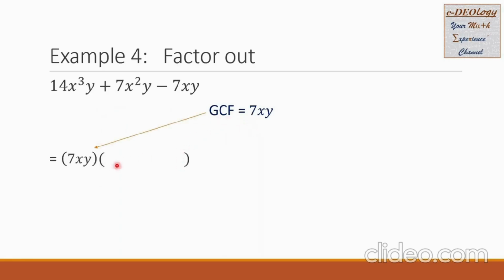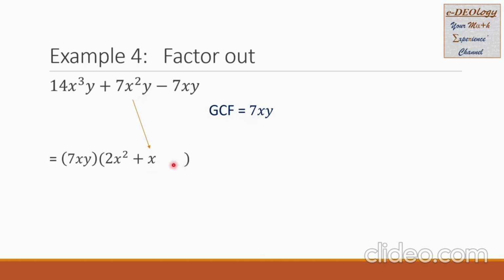First, we copy the GCF as one of the factors and then multiply it by the polynomial here. Since we have three terms, there must be three terms also inside this polynomial. For the first term, we divide the first term by the GCF, so the answer is 2x squared. And then the second term, we divide this term by the GCF, and the answer is x.